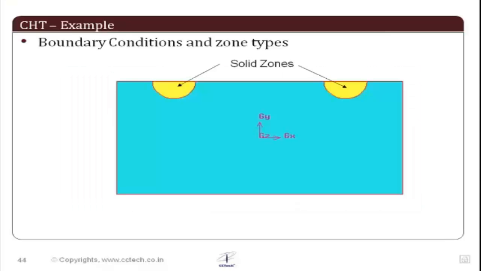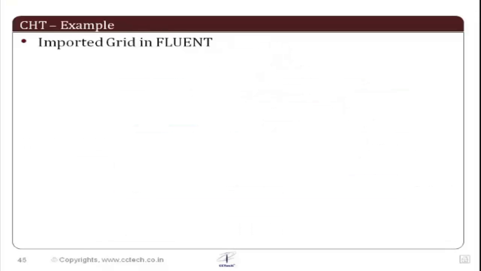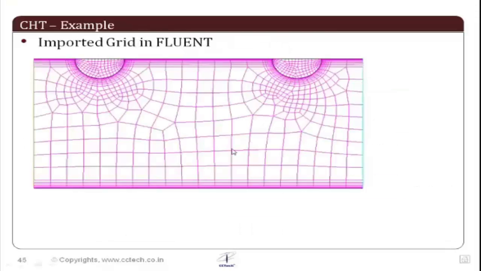The boundary conditions and zone types are clear here. The solid zones are given for the yellow region, and mass flow inlet is given for water flowing in. The outflow condition is for the water flowing out, and the fluid zone is given for the entire blue region. All remaining edges will be wall. Edges between solid and fluid zone will also be wall but coupled. We have imported this particular grid, which is a hexahedral grid with a thermal boundary layer mesh near the walls.